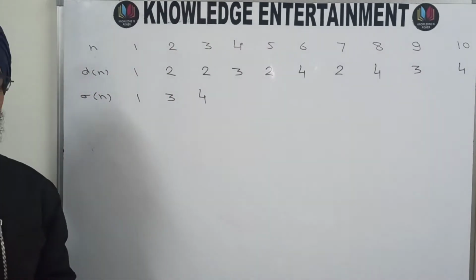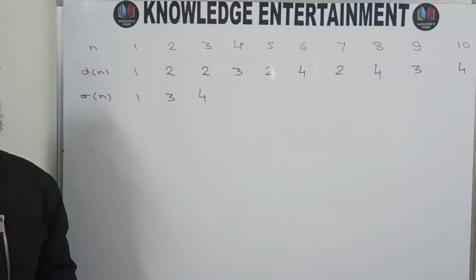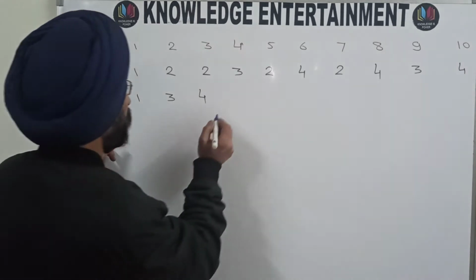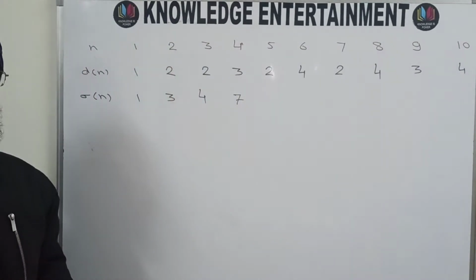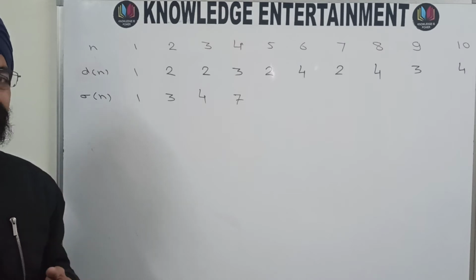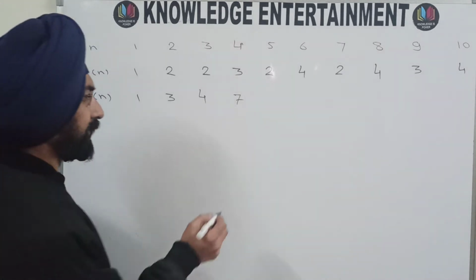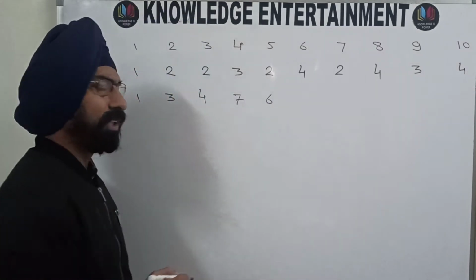Now 4. What are the 3 divisors of 4? These are 1, 2 and 4. And what is their sum? That is 7. So sigma 4 is 7. 5. How many divisors are there? 2. Which are these? 1 and 5. What is their sum? 6. So sigma 5 is 6.